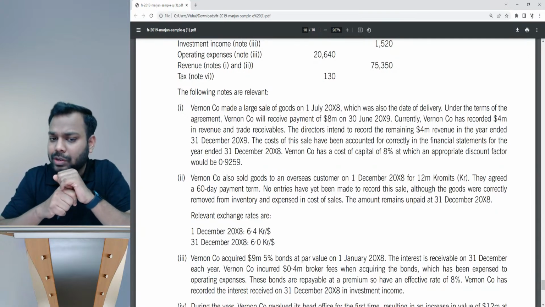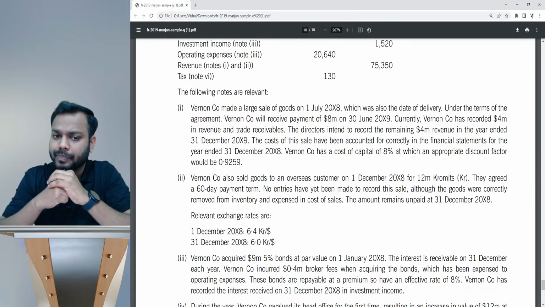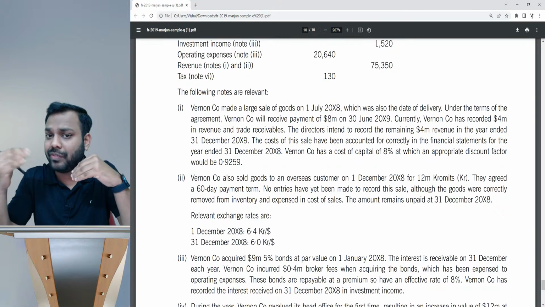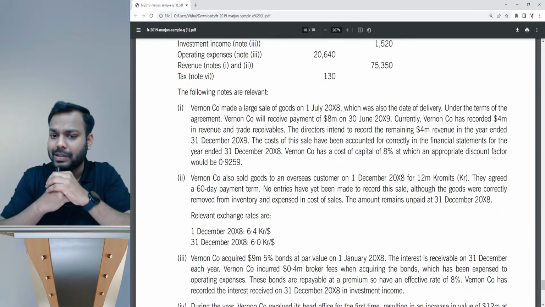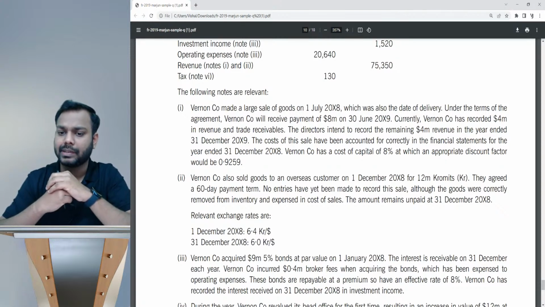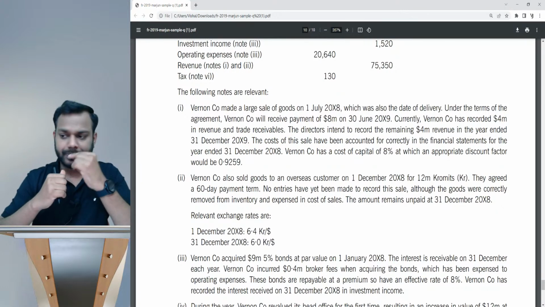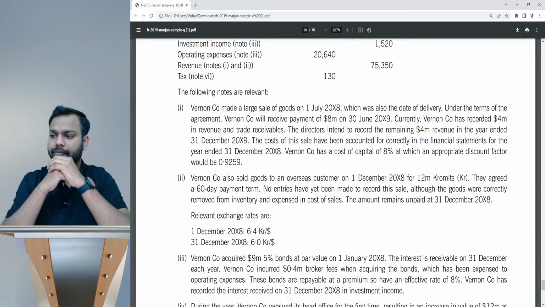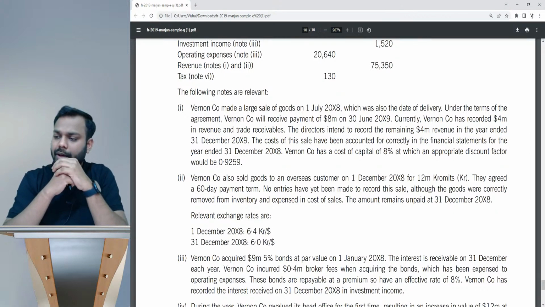Tell me, what is this adjustment called? When you are delivering the goods now, when you are satisfying the performance obligation now, but you are receiving the payment after a year, what is this called? Tell me, guys. Anyone has the answer?